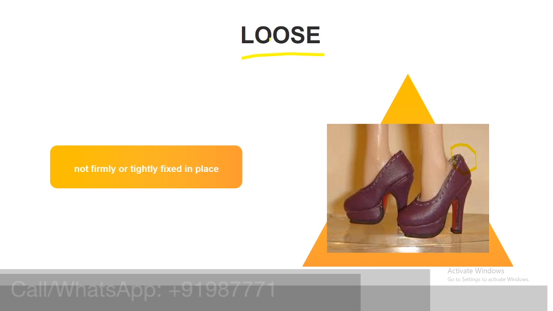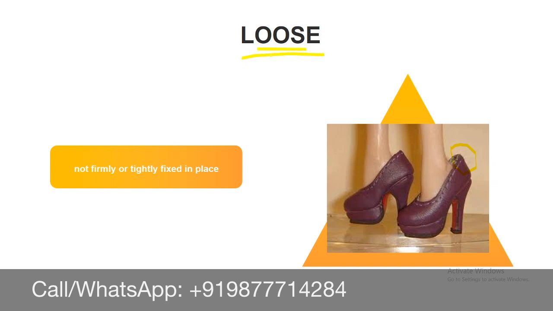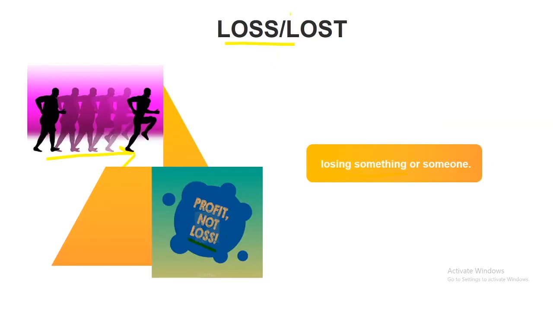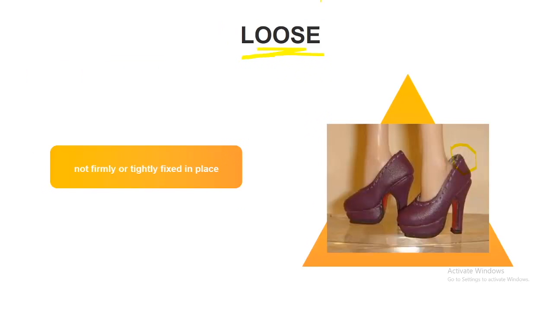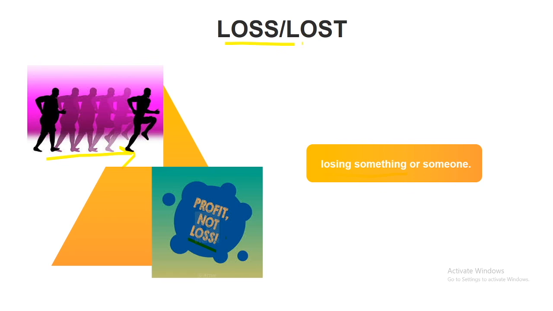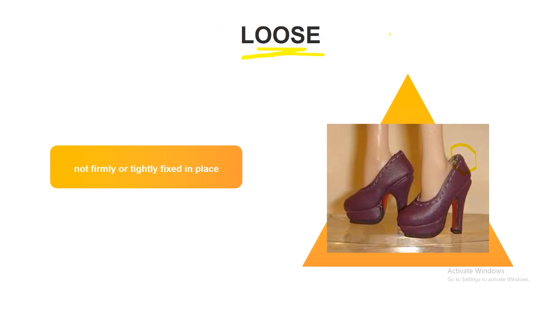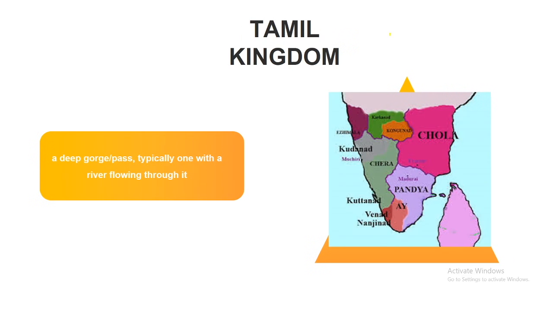So LOOSE is कुछ ढीला है. Loss is when you lost something, or when something is missing, you say loss or lost. So I lost weight, due to which my jeans are now loose. You getting my point? I lost weight, or due to weight loss, my jeans are now loose. So this is how you have to use these two words in the same sentence.